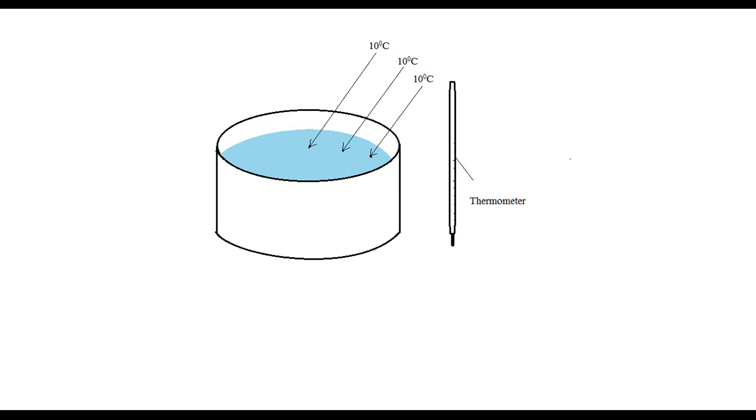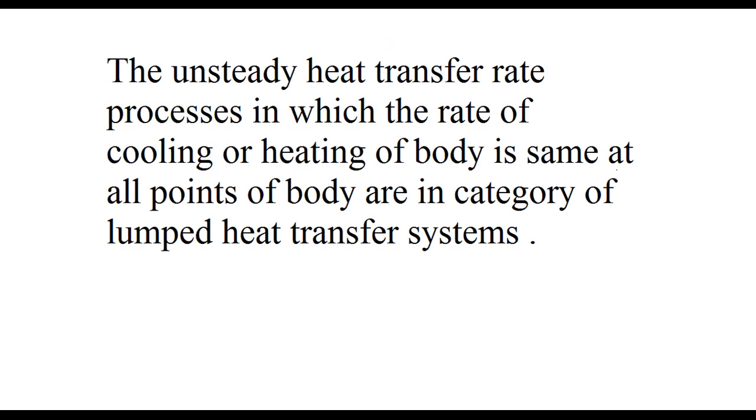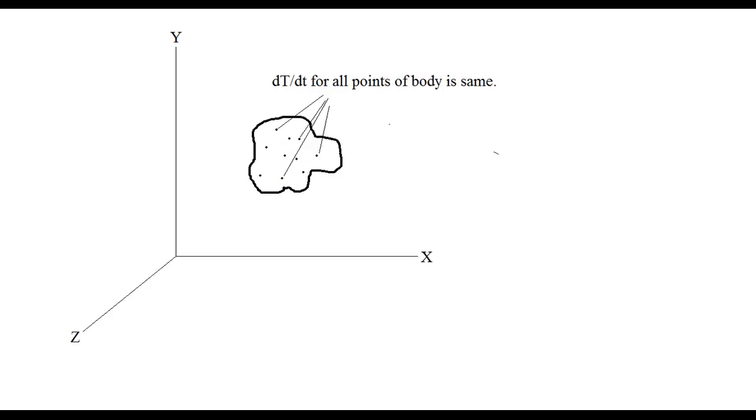So now we have the definition. What is a lumped system? A lumped system is that unsteady state heat transfer mechanism in which, inside the system, the rate of change of temperature at all the points is the same. So now we have the definition with us. Now what is the reason?